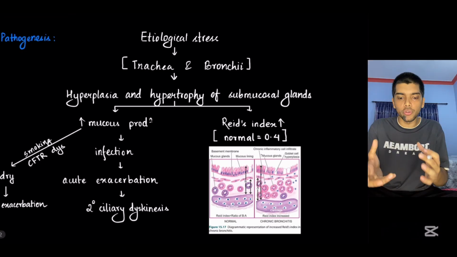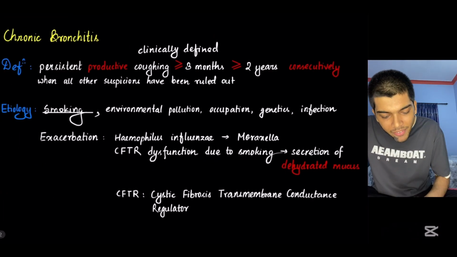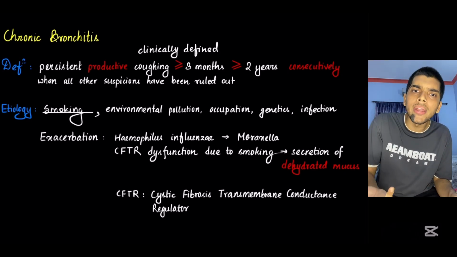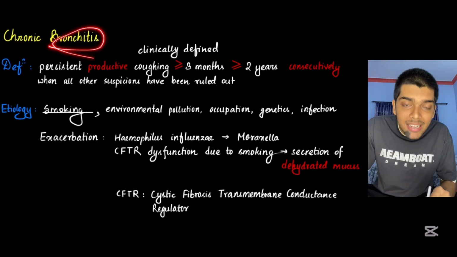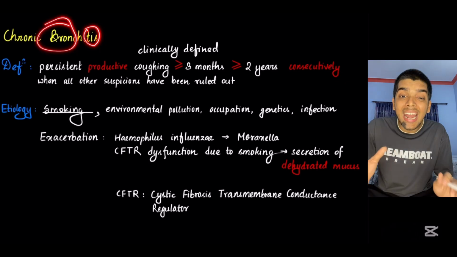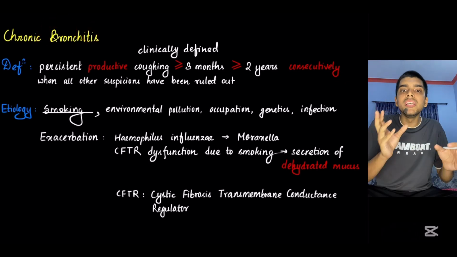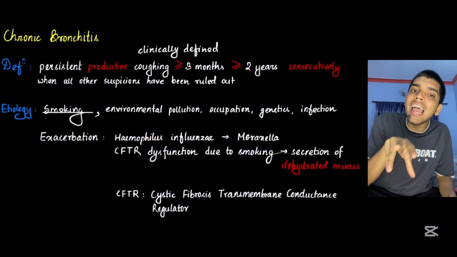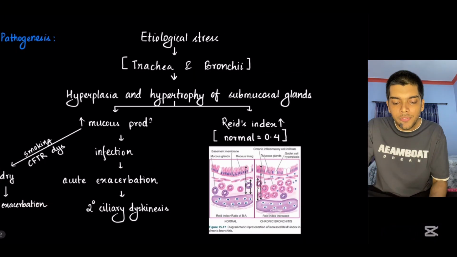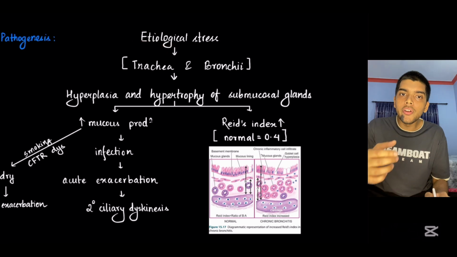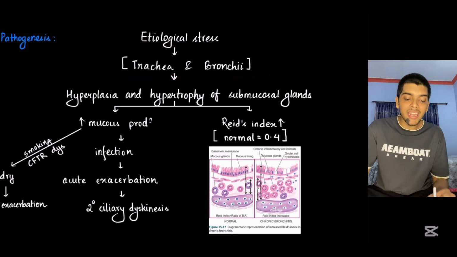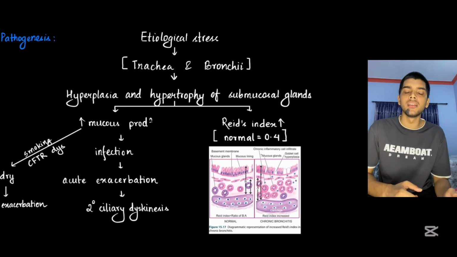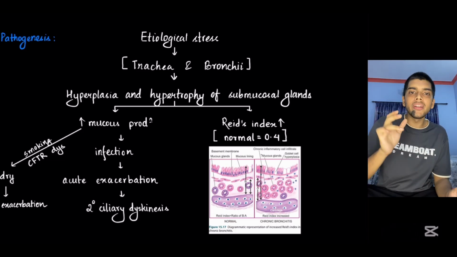Alright, then pathogenesis. See, I mentioned the various etiological factors, right? Where do these etiological factors go and act? It is a bronchitis. There is inflammation of trachea and bronchi. So these etiological factors go and put stress on the wall of the trachea and bronchi. So you have etiological stress on trachea and bronchi, resulting in hyperplasia and hypertrophy of the 2 glands present in the wall of the trachea and bronchi.